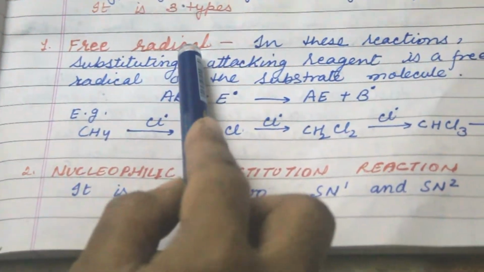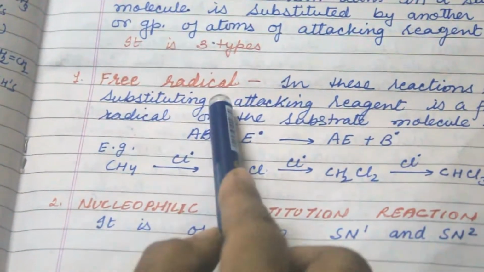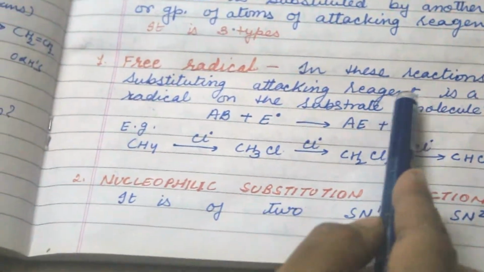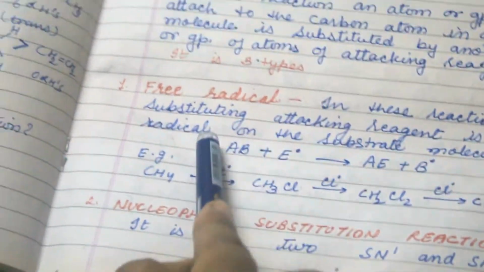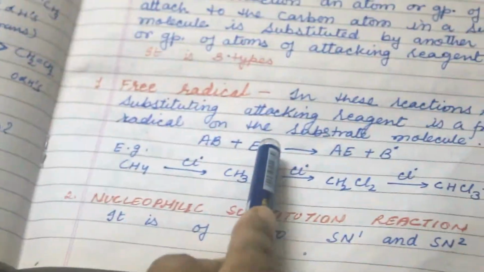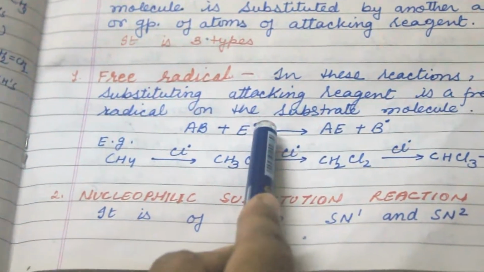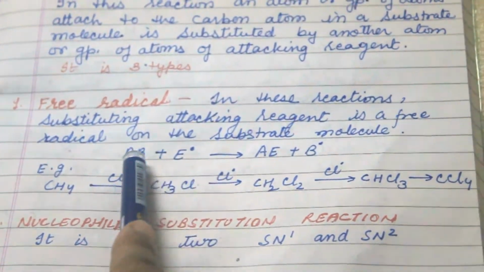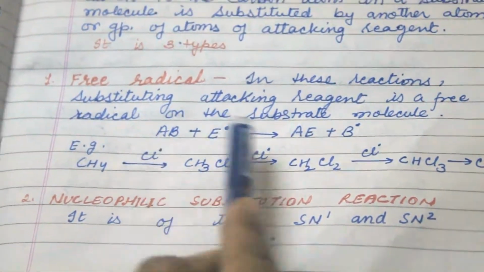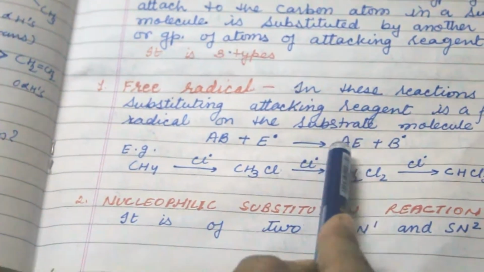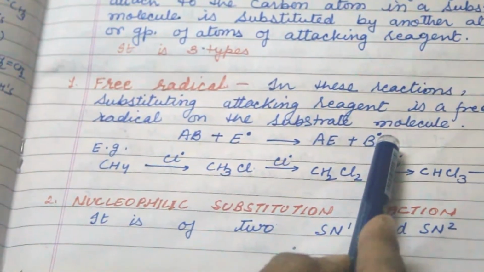First is free radical. In this reaction, the substituting attacking reagent is a free radical. For example, this is the reaction, this is the free radical. A free radical is represented by a dot. So this free radical just replaces B from the reagent and the product is formed like this. Now B is a free radical.